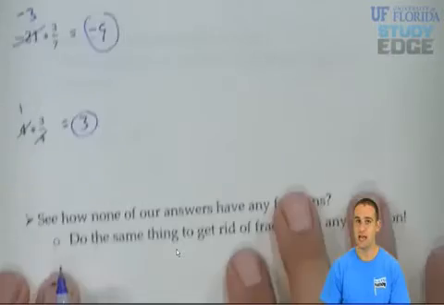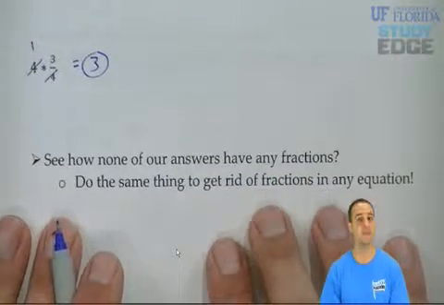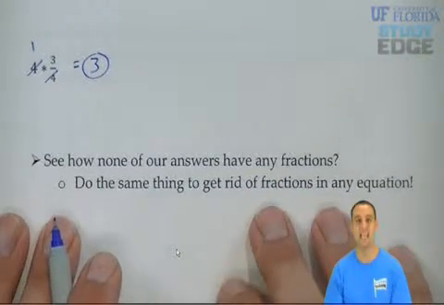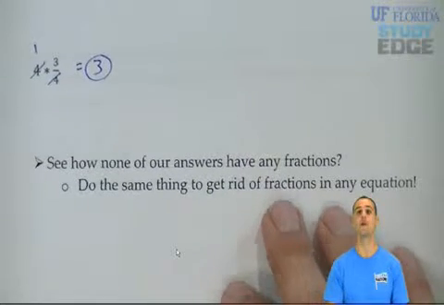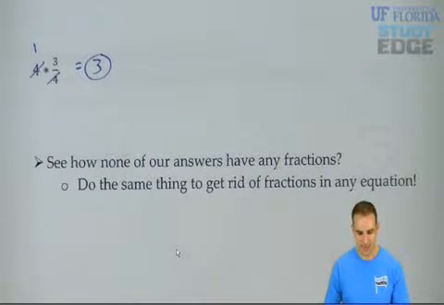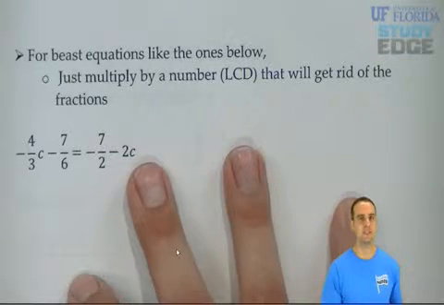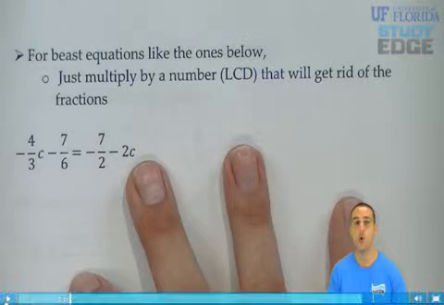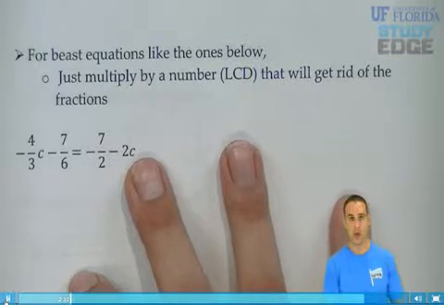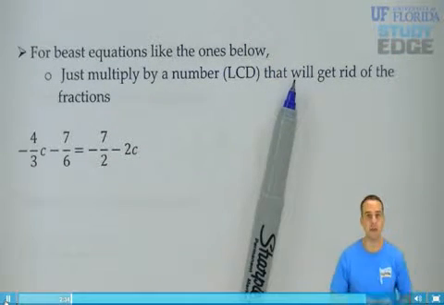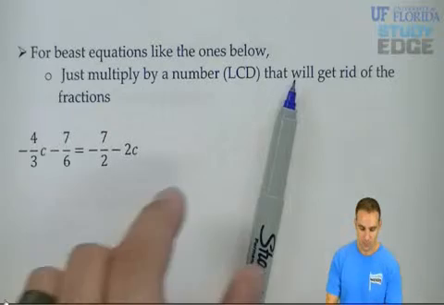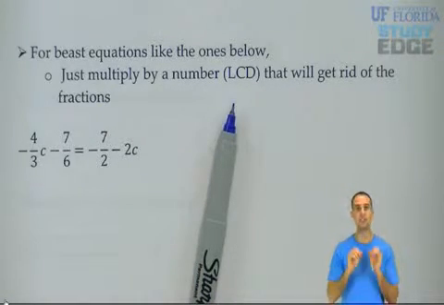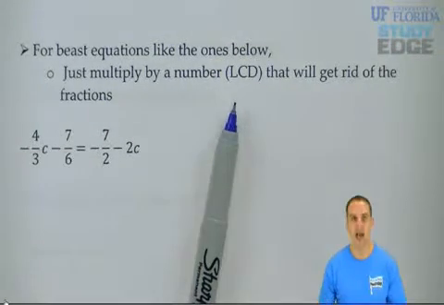So did you see how none of these answers have any fractions? We're going to do the same thing to get rid of fractions for any equation. So you're going to notice, for equations like the ones below, boys and girls, it's time to turn your page in your workbook. The way we're going to solve these first is, you see denominators? We're going to remove them. We're going to multiply by the lowest common denominator that will get rid of the fractions.